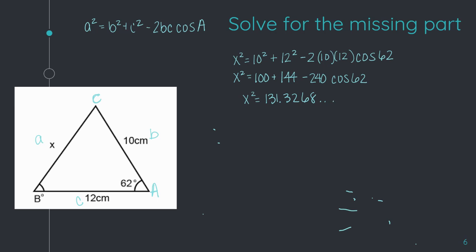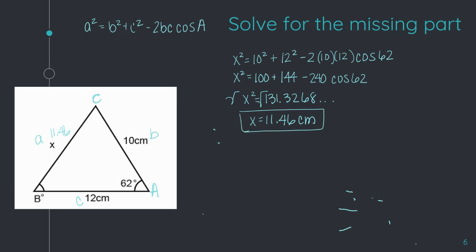131.3268, etc. Now remember, this is where I want to square root. So I'm going to hit second x squared, second negative, and I get x equals 11.46. So this side is 11.46 over here, okay, and that's centimeters.